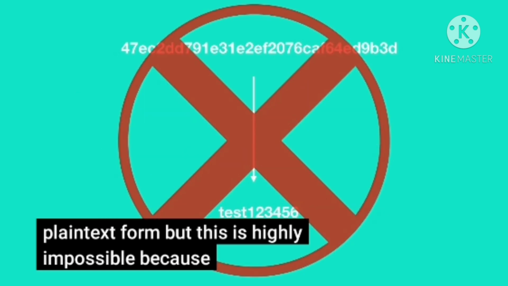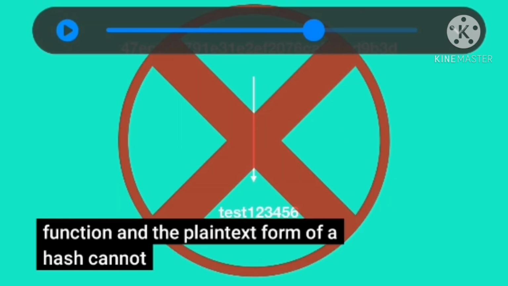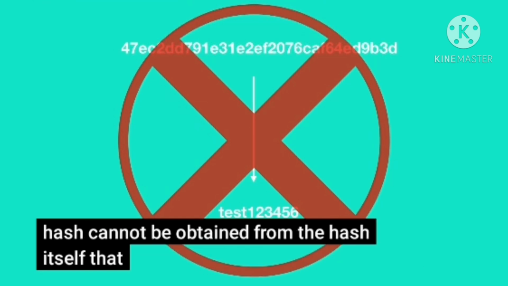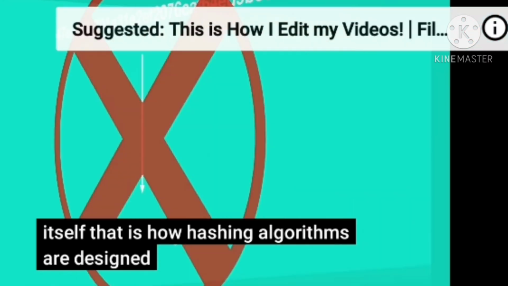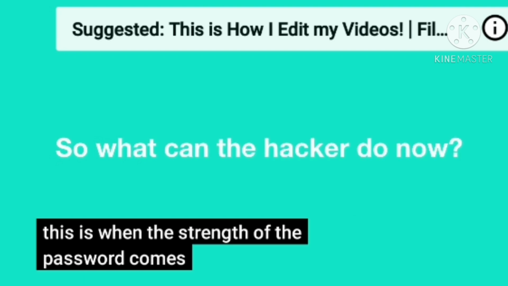is highly impossible because a hash is a one-way function, and the plain text form of a hash cannot be obtained from the hash itself. That is how hashing algorithms are designed. So what now? This is when the strength of the password comes into play.